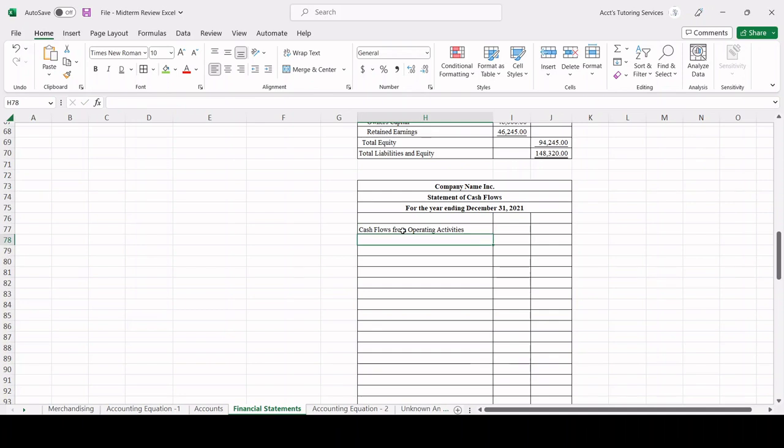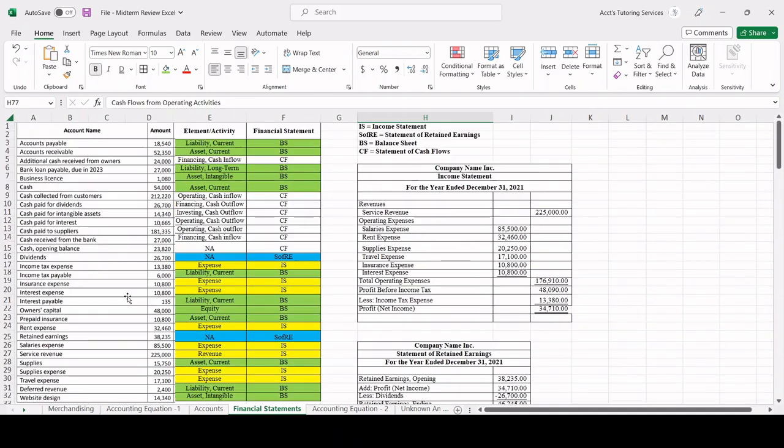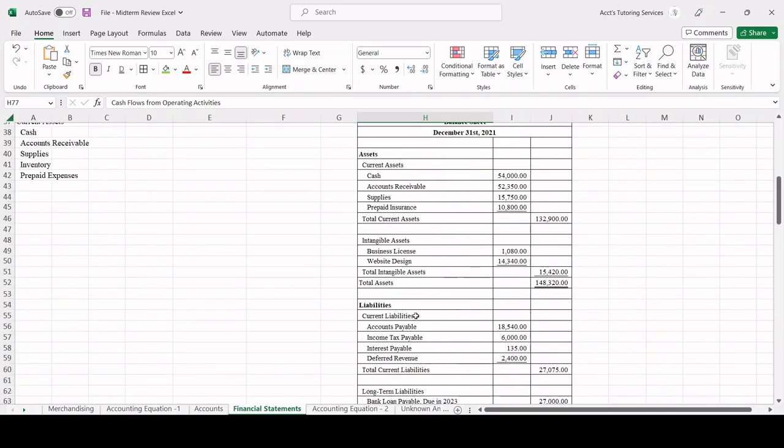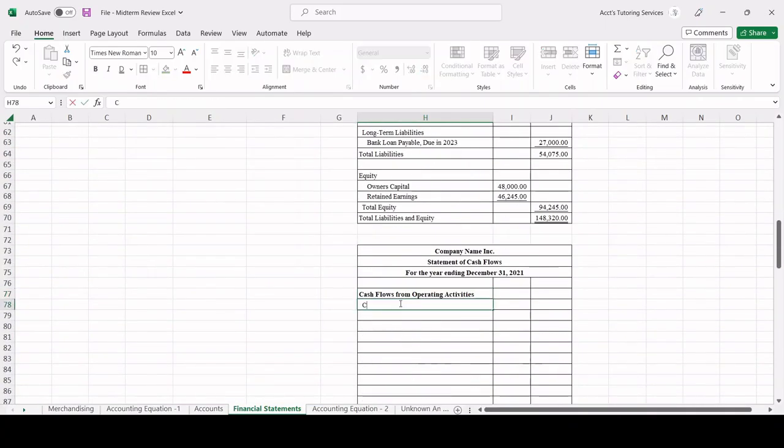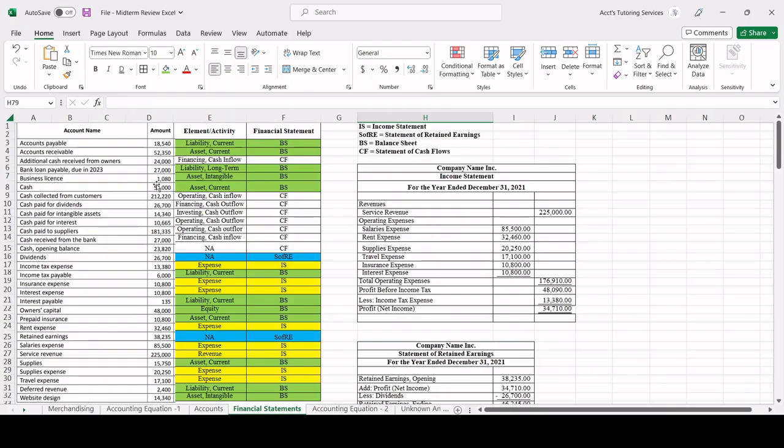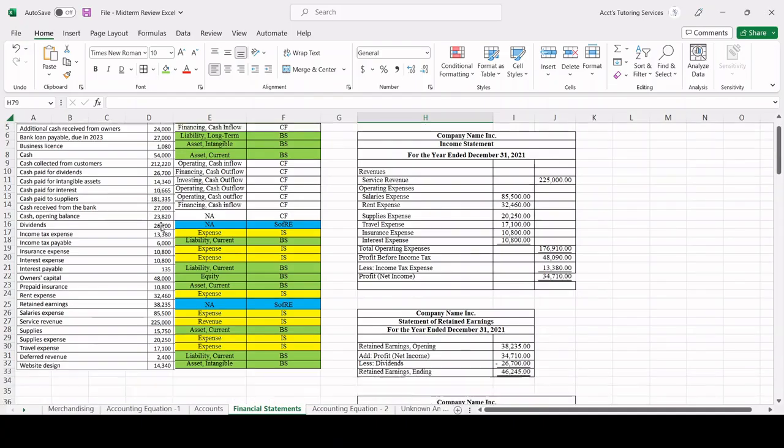And the ones that are going to be impacted are essentially cash collected from customers, cash paid for interest, cash paid to suppliers, and that's about it, right? So cash collected from customers, let's do that first. So 1, 2, cash collected from customers is going to be 212,220, right? 212,220, and then cash paid to suppliers is 181,335, and cash paid for interest is 10,665.